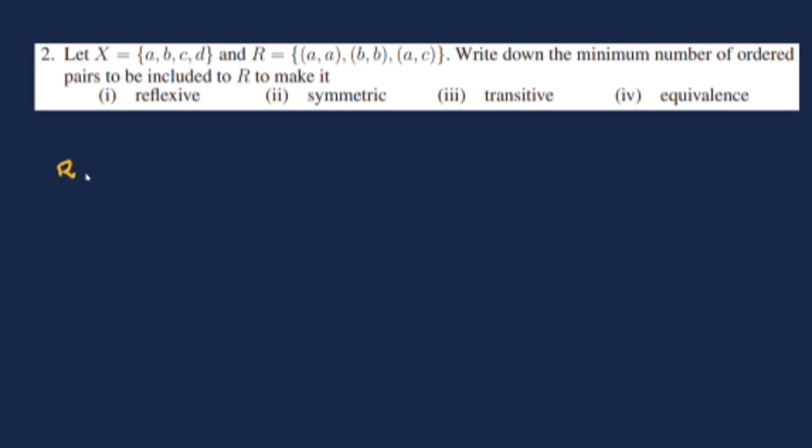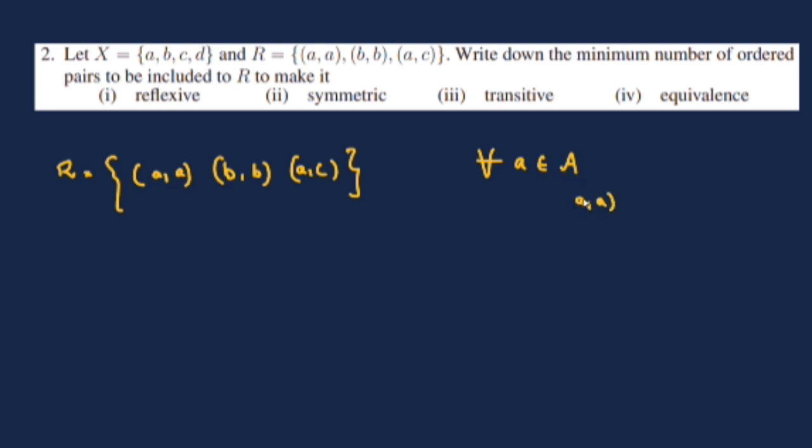So R is given as (a,a)... What are the elements of X? a, b, c, d, right? You have (a,a), (b,b), (a,c). Do you have (c,c) in this? It's the definition of reflexive: for every a belonging to the set, (a,a) should be there in R. So here if you take c, (c,c) is not there.